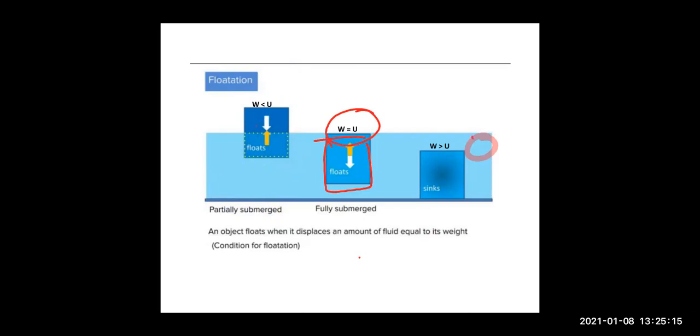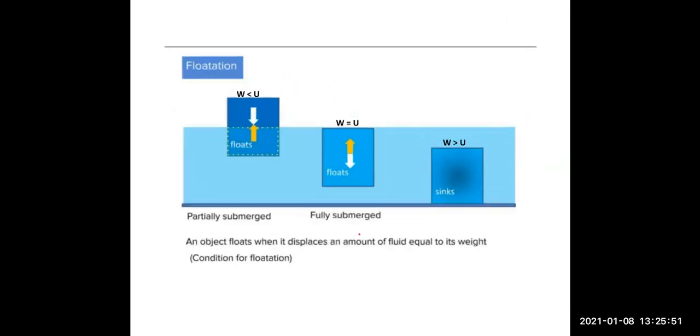Next condition: if the weight becomes more than the upthrust, the downward force is greater than the upward force. So what will happen? The body will sink. The third case is when the upthrust is greater than the weight. Here upthrust is greater than the weight, the upward force is more, so the body will float in this condition. So an object floats when it displaces an amount of fluid equal to its weight. This is your condition of flotation.